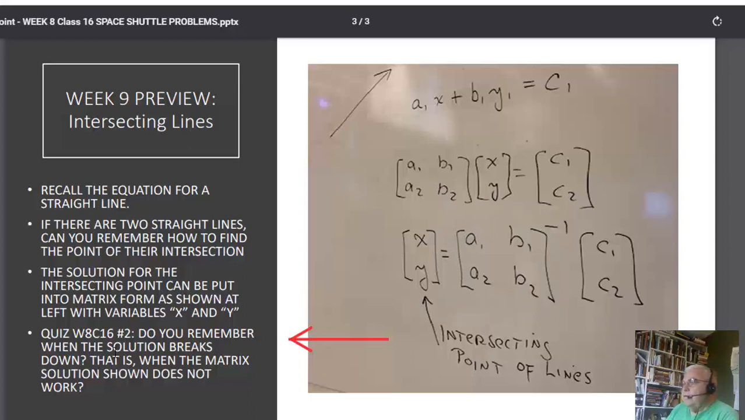So, do you remember when the solution breaks down? It breaks down when these lines are parallel, or when the slopes of the lines are equal, and the slopes are equal when a1 and b1 have the same relationship as a2 and b2. When these coefficients have the same linear relationship, the lines have the same slope. In other words, minus a1 over b1 equals minus a2 over b2. And when that happens, the solution will break down.